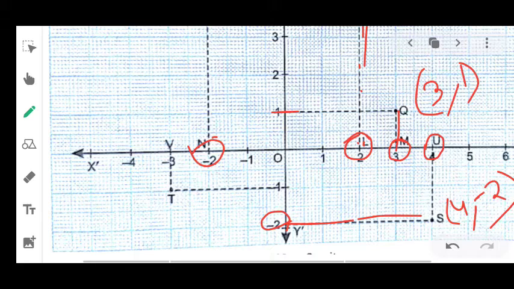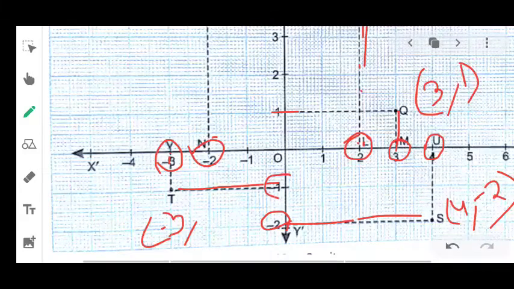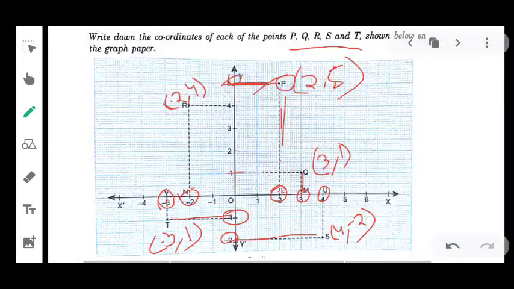Then the coordinate of T. Draw a line perpendicular to the x-axis. This line intersects at -3. So the x coordinate of this point is -3. Then draw a line perpendicular to the y-axis. This line intersects at point 1. So the y coordinate of this point T is 1. So the coordinate of T is -3 comma 1. Clear?